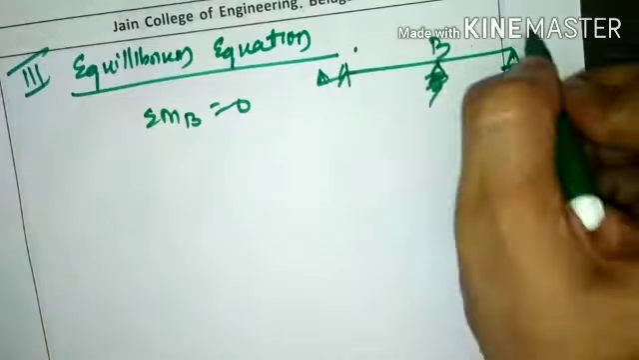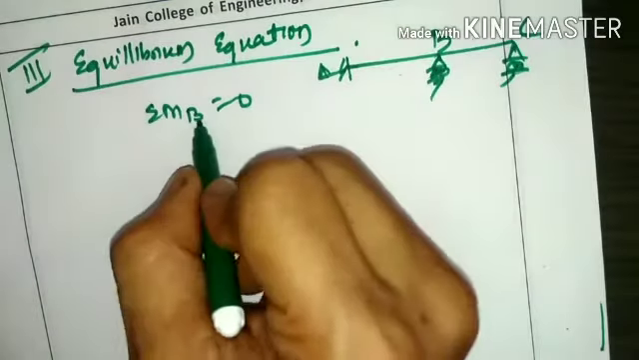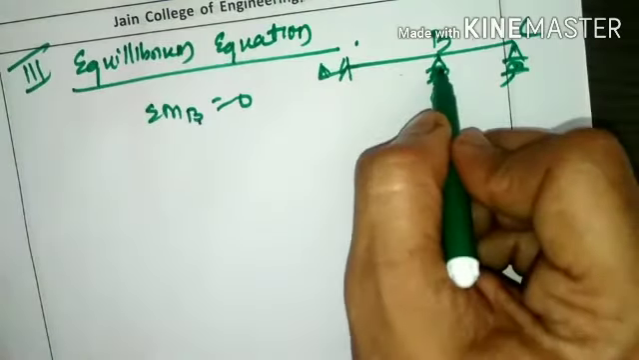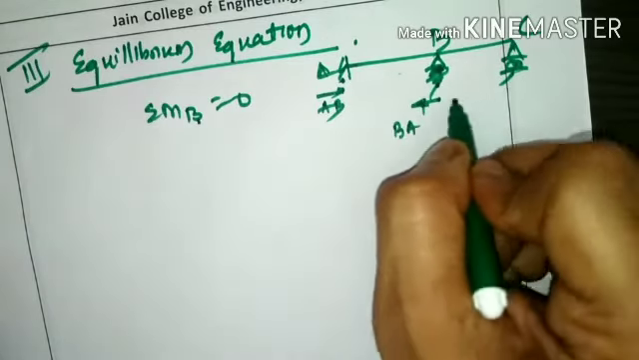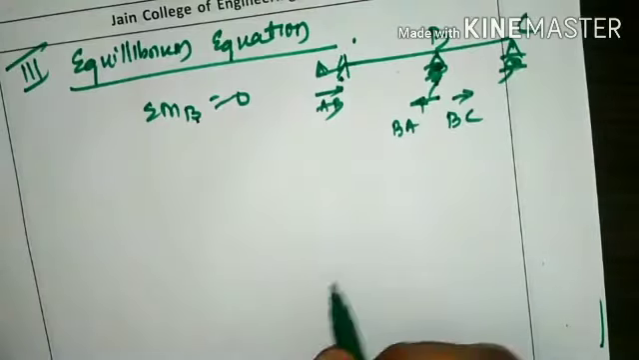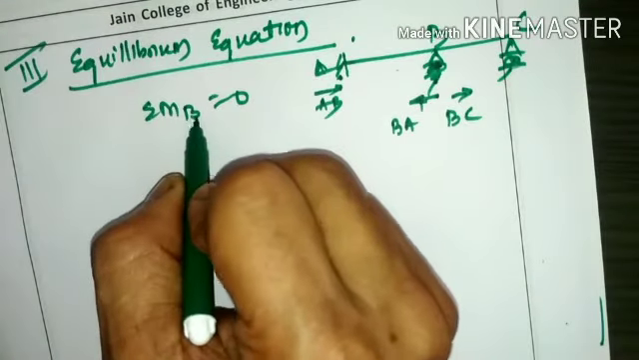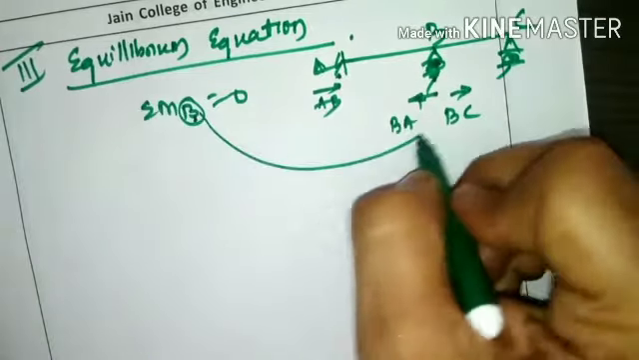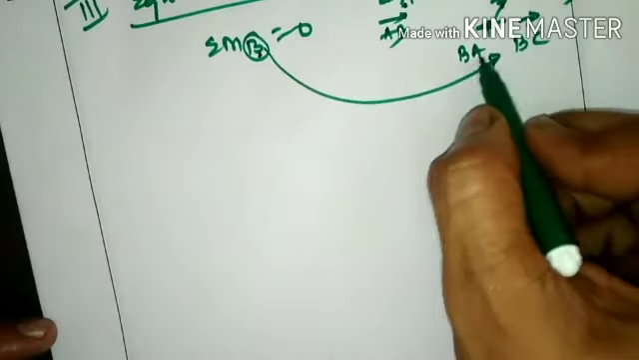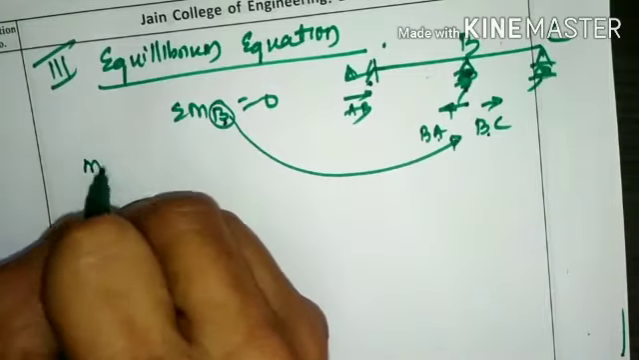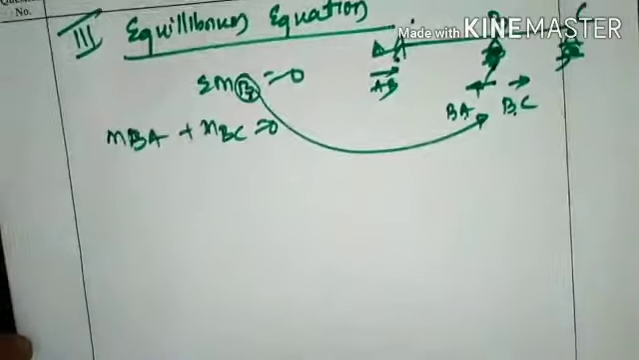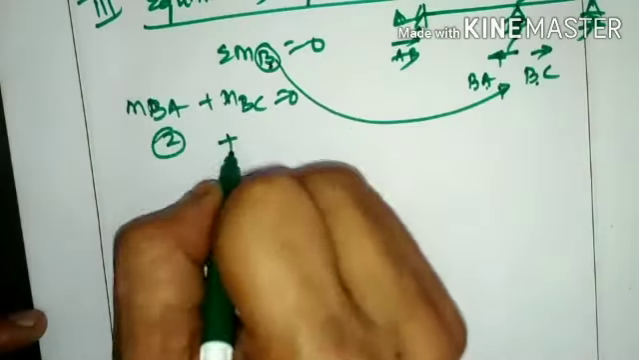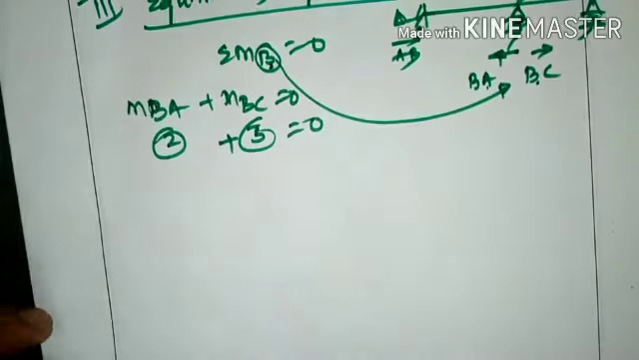The actual given beam is in this particular fashion, that is A, B and C. At A there is only one member connected, which is AB. At B there are two members connected, on the left side BA and on the right side BC. So we need to look out how many members are connected at joint B. Those two members are BA and BC, which will be written as MBA plus MBC is equal to 0. Now MBA is equation number 2 and MBC is equation number 3.